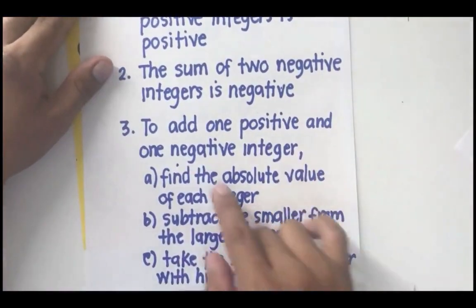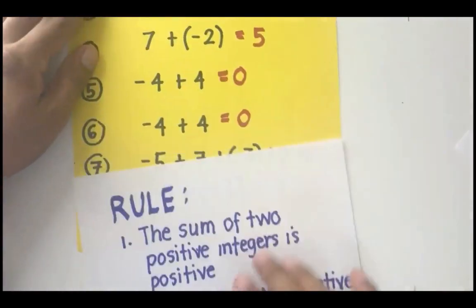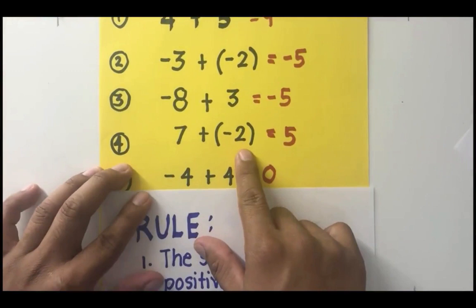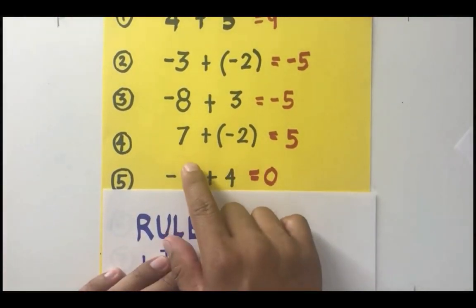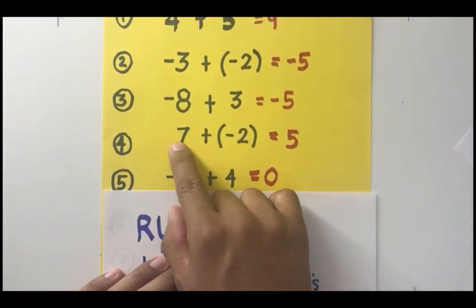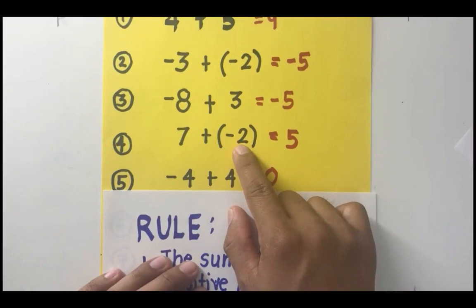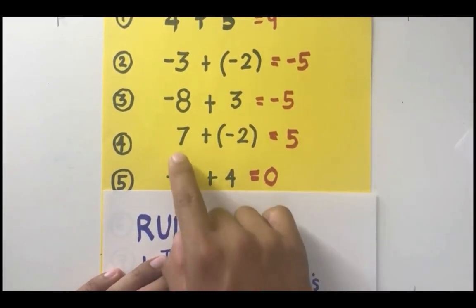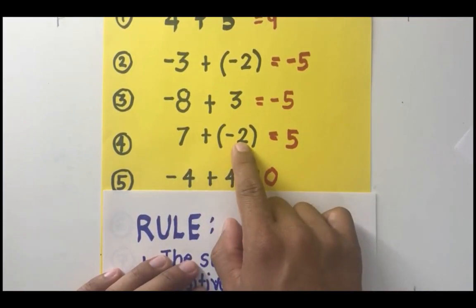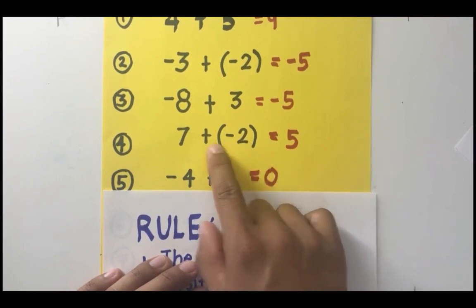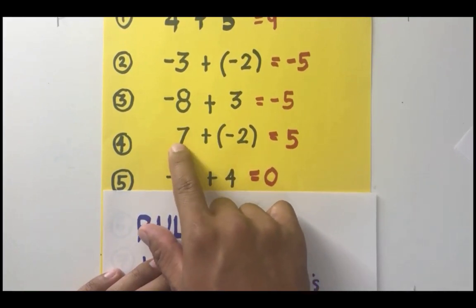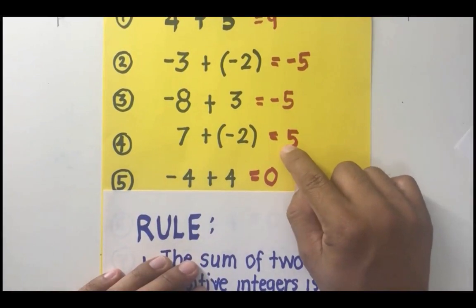Next, to add one positive and one negative integer, let's say 7 is positive, negative 2 is obviously negative. So what did we do? We subtract 7 and 2 to get the 5. And look for the sign of 7 and the sign of negative 2. The absolute value means just get the positive. The absolute value of 7 is 7. The absolute value of negative 2 is positive 2. Which one is greater, 7 or 2? Obviously 7 is greater. So the sign of this 7, which is positive, becomes the sign of 5.